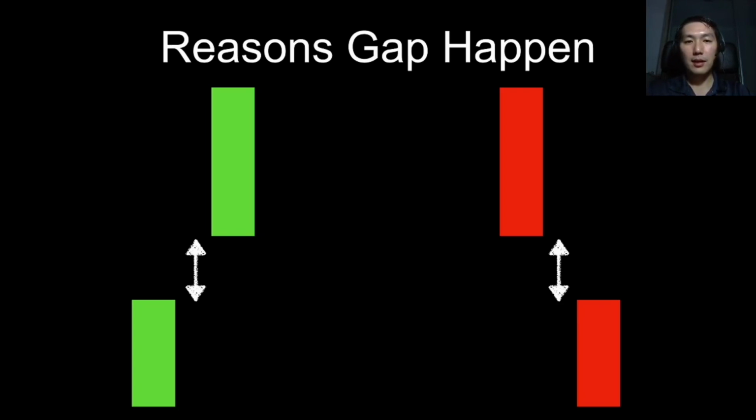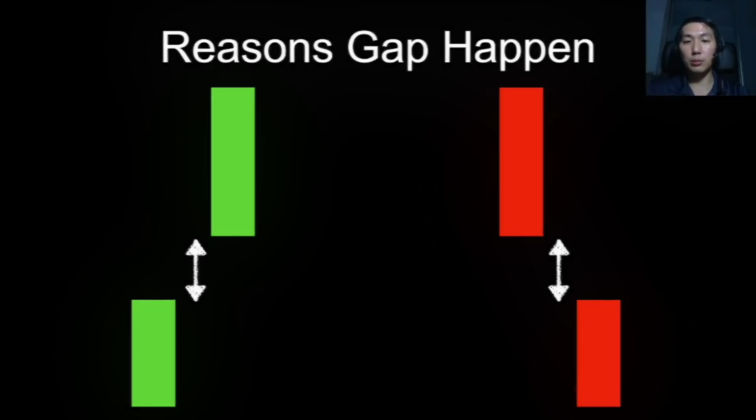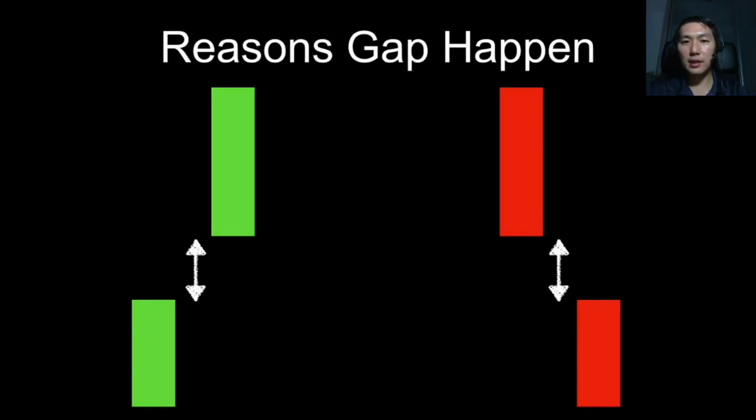So that's where gap happened in the following day during the opening of the trading session, where the opening price is different from the previous day closing price. So for instance, let's look at this image on the left, where the gap up means collectively the buyers are willing to pay higher price than yesterday's closing price.